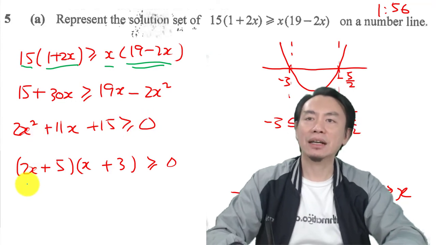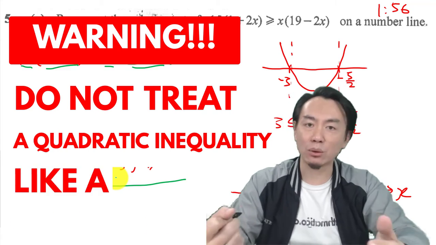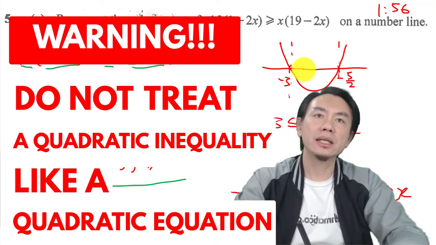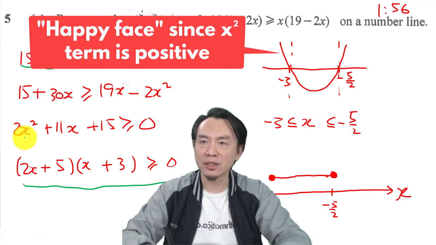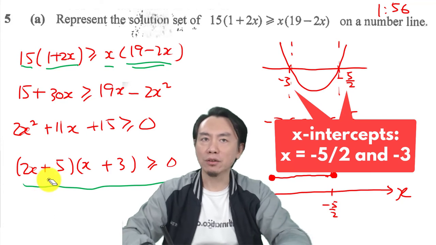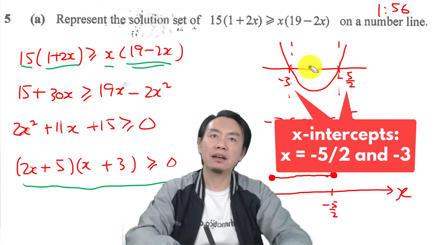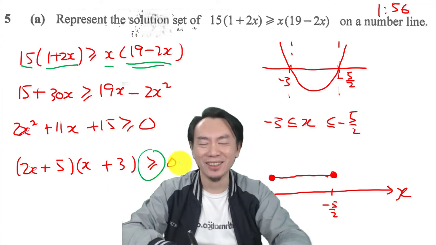The next thing, I factorize this. But remember, do not treat a quadratic inequality like a quadratic equation. So what I do is, I'll just draw this diagram. It's a happy face graph because x squared is positive. And we have negative 5 over 2, negative 3. Negative 5 over 2, negative 3 is greater or equal to 0.